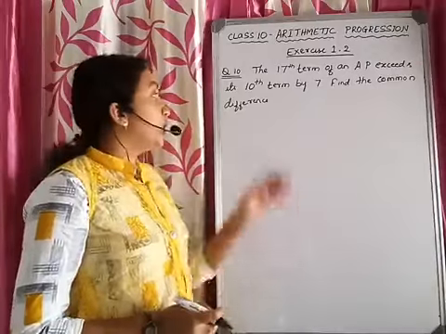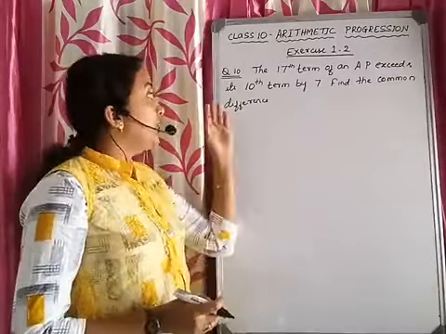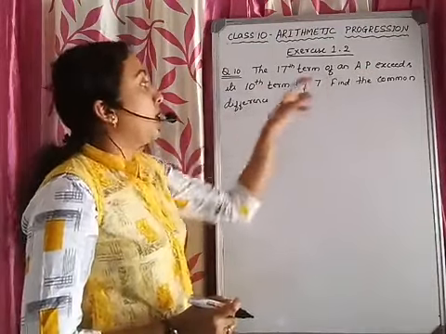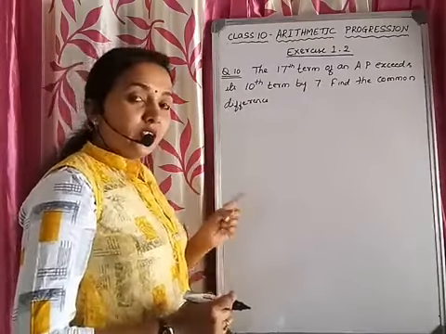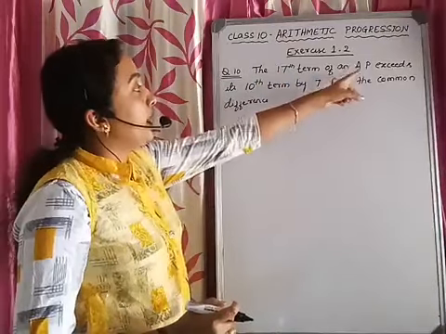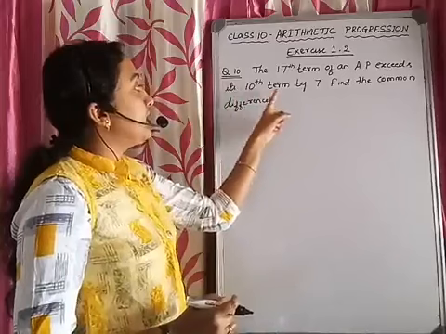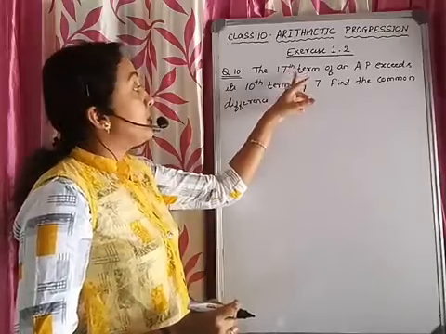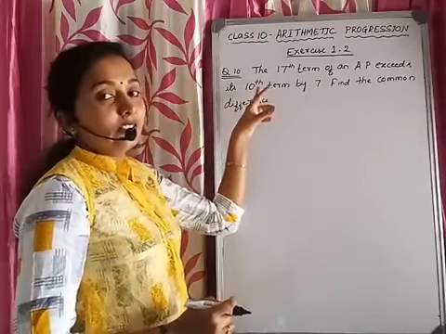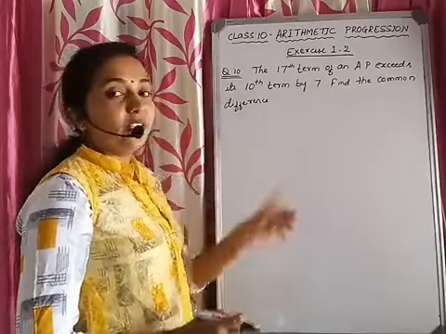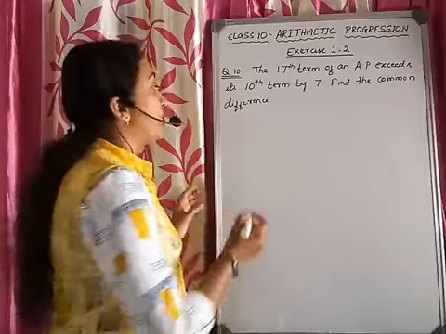Okay, children. Your 10th question is: the 17th term of an AP exceeds its 10th term by 7. Find the common difference. Do you understand the question, children? Here, the 17th term of the AP exceeds its 10th term by 7. It means the 17th term of this AP is 7 more than the 10th term. What we have to find here? We have to find the common difference of this AP. Okay, let's go for the solution.